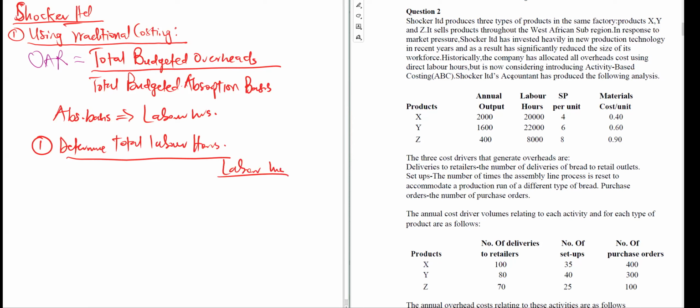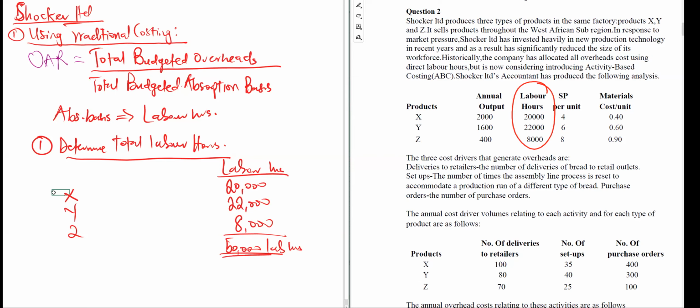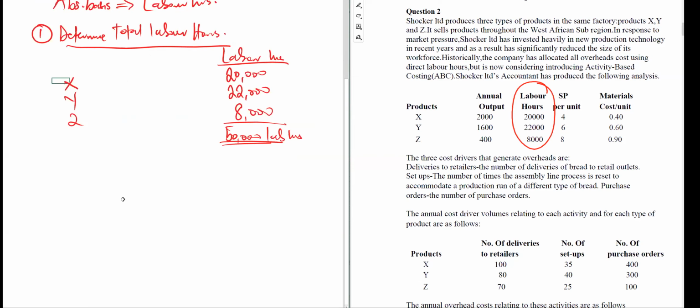Per the question, you see that with this question it was straightforward. They've given me the labor hours in total already. Can you see? True or false? So it makes it easy. The total is 50,000. So product X, we have 20,000 hours. Product Y, we have 22,000 labor hours, right? Product Z, we have 8,000. We put it together, we have 50,000 direct labor hours, not so? Okay. So this one is correctly laid out. So we have direct labor hours, right?